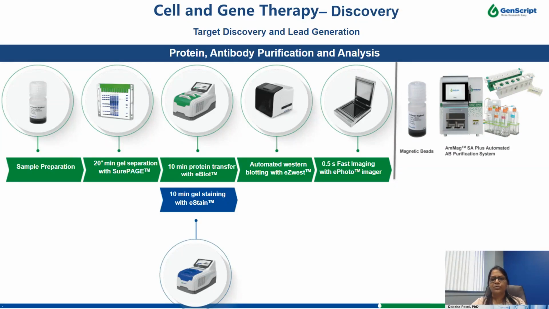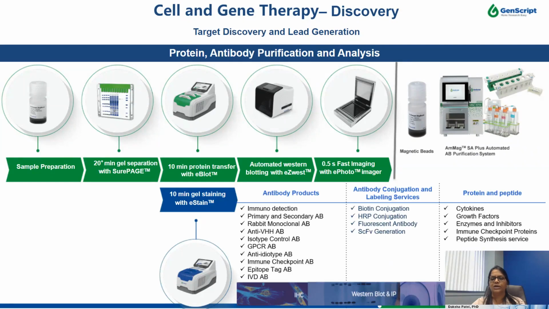And GenScript is also providing a broad range of high quality primary and secondary antibodies, such as anti-epitope, immunocheck, or antibody conjugation service. And all these primary antibodies are validated for different applications, including ELISA or Western blot. VHH is also one of the promising tools in therapeutics and developing CAR T cell therapy. And conjugation and labeling antibodies are also used for various applications, including cell analysis using FACS.